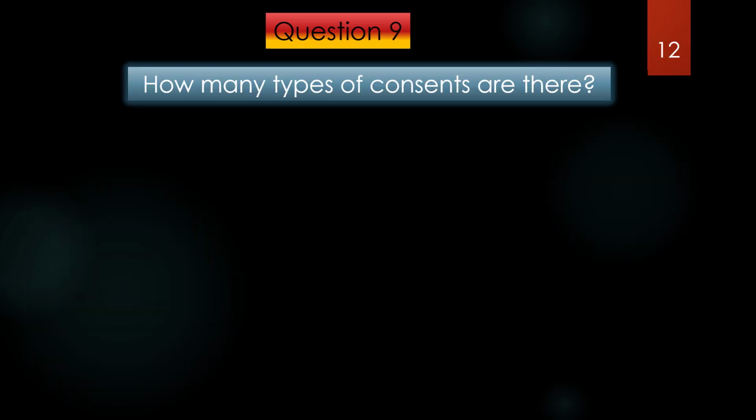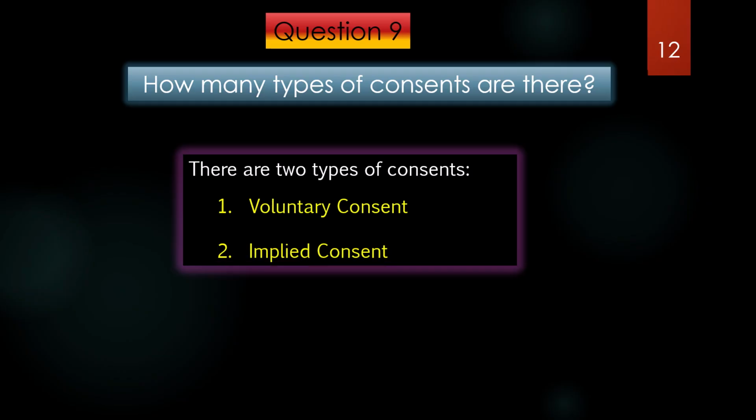How many types of consents are there? There are two types of consents: voluntary consent and implied consent. Those are the two broad categories of consents. If it is not voluntary, then it should be implied. If it is not implied, then it should be what? Voluntary. Two types.